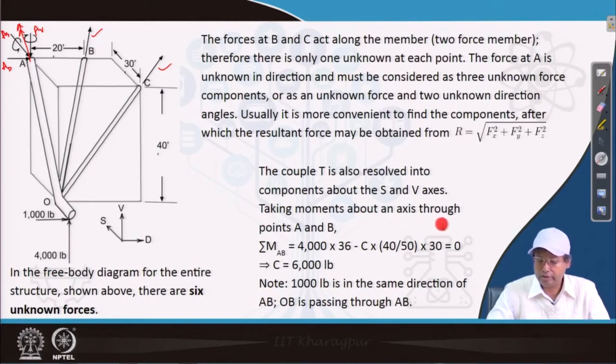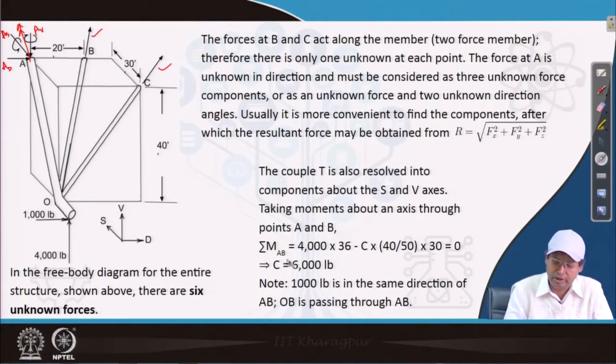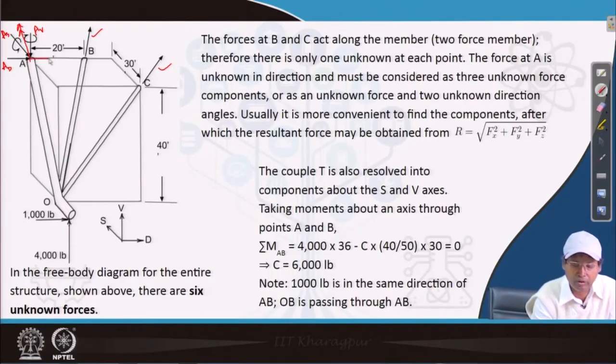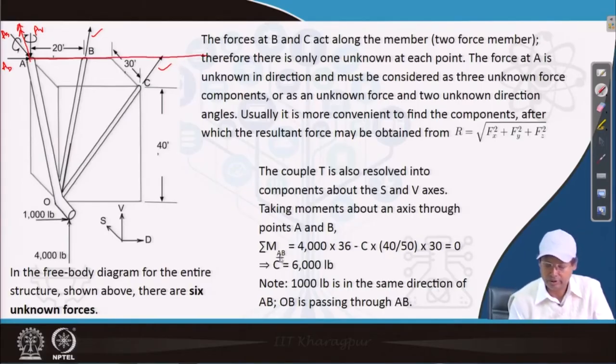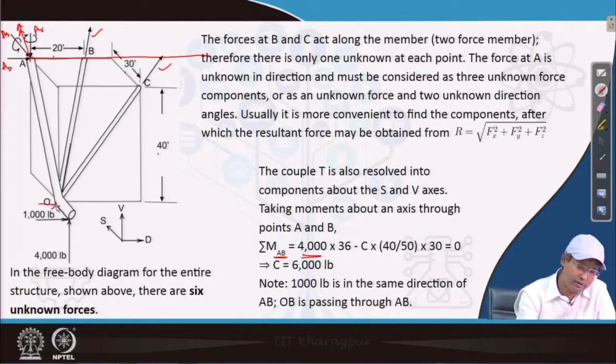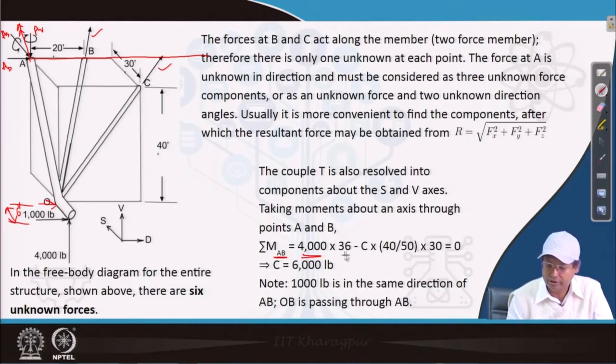Taking moment about an axis through the points A and B. So, this is what we are doing, that M_AB is written. You see, we are considering moment about this line. That is why M_AB is written here. So, sum of moments about AB, see what components will come. Since 4000 is written here, 36 is coming. Where is 36 coming from? This distance is 6, in the previous diagram it is noted, that is the reason 36, this is 30 plus 6, 36, and this 4000 is acting upward, that is the reason it is 36.